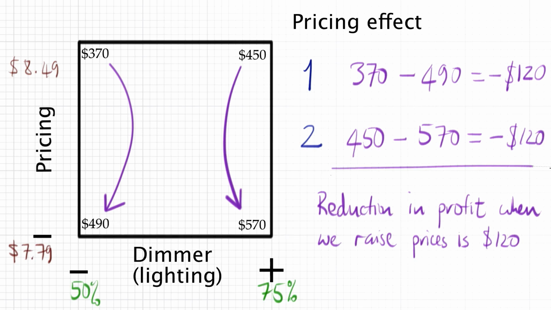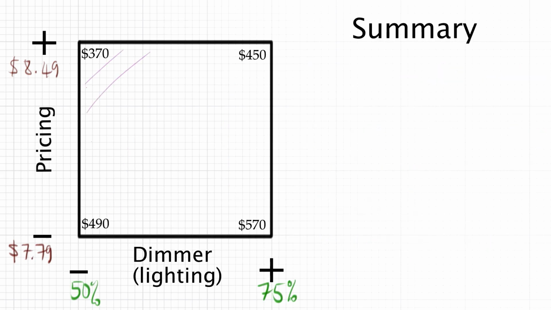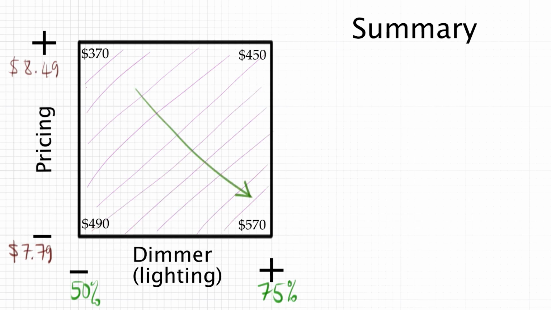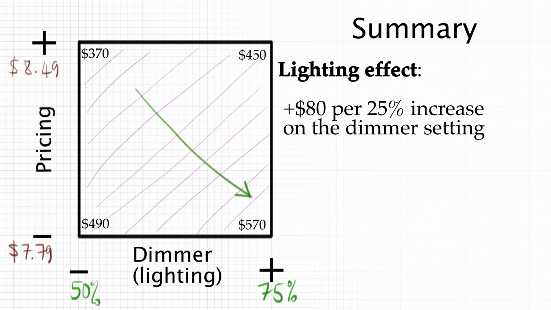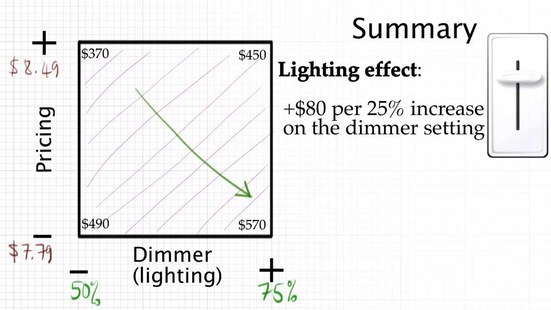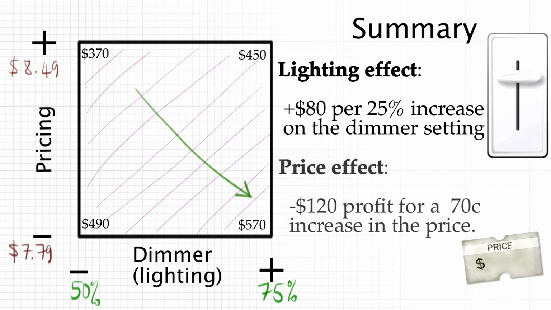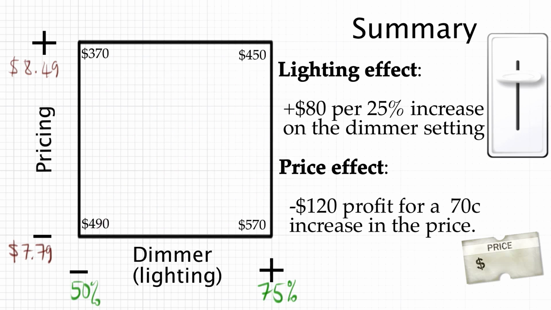So let's recap. The effect of lighting is that it increases our outcome variable. Our profit goes up by $80 when we move from 50% on the dimmer to 75% on the dimmer. So it's a good thing to use more light in our store. Pricing, though, has an interesting effect. It shows that our profit decreases by $120 when we raise our price from the lower price to the higher price. This example was in fact quite simple.